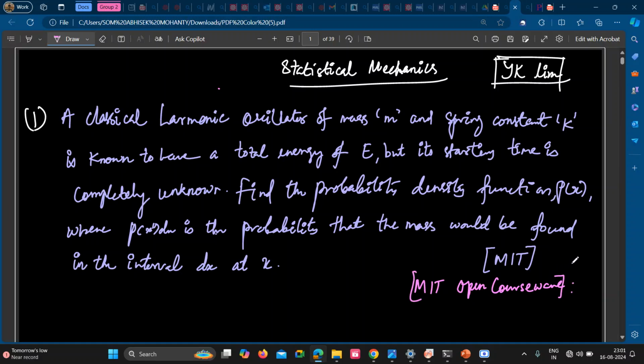Please try. A classical harmonic oscillator of mass m and spring constant k is known to have a total energy of E, but its starting time is completely unknown. When did it start? We don't know. Find the probability density function P(x), where P(x) dx is the probability that the mass will be found in the interval dx at x. This is the question. Some formulas will be used in this question, and I hope you know them. First of all, you have to write the Hamiltonian, the energy of the classical harmonic oscillator. This came in MIT 2001.